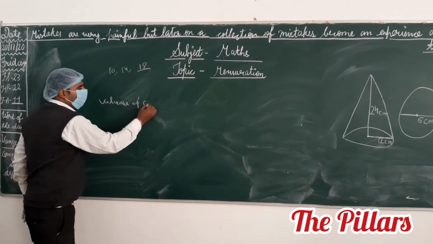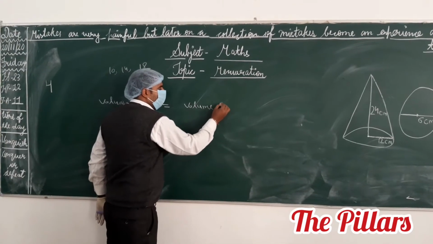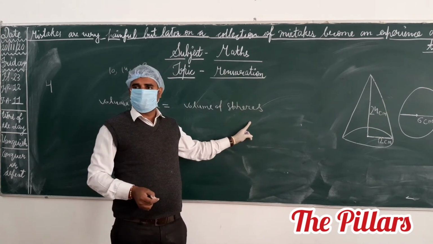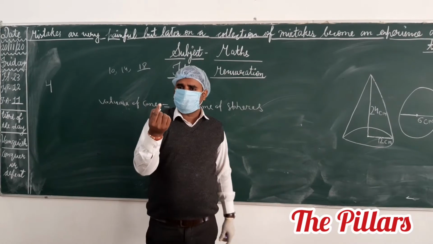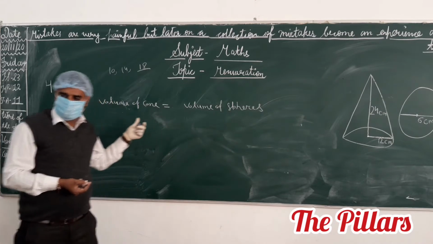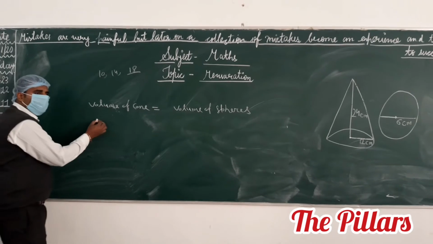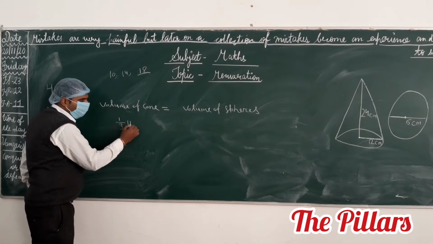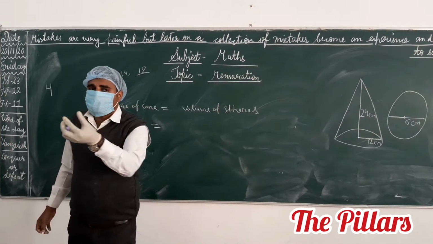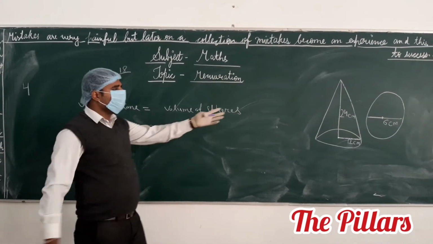Volume of cone equals the volume of spheres. You have to calculate the volume of one sphere, and the total volume, that is the volume of cone, divided by the volume of one sphere gives the number of spheres. Now, volume of cone 1 by 3 pi r square h equals, suppose the number of spheres is x, x into the volume of one sphere.